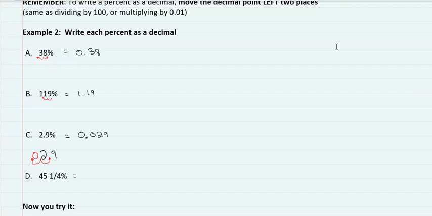All right, the next one has a fraction in it. So you need to think about what 1/4 is, and if you just put it in your calculator, you'll find that it's 0.25. So this number is 45.25. Okay, so the decimal point was here. So now we're going to go back 2 to here. So its new place is at the beginning before the 4. So now we get 0.4525. We no longer say percent. We've turned it into a decimal. So 38% is 0.38. 119% is 1.19. No percent sign. So make sure you've got that clear.